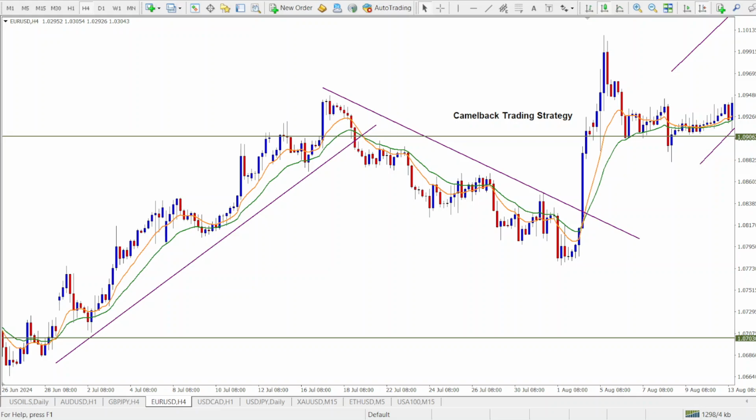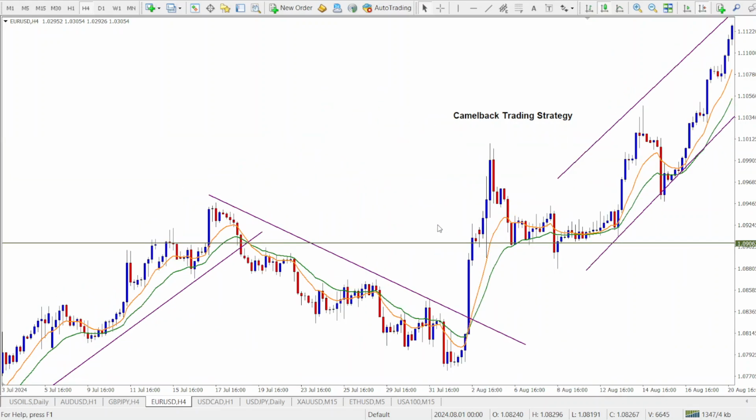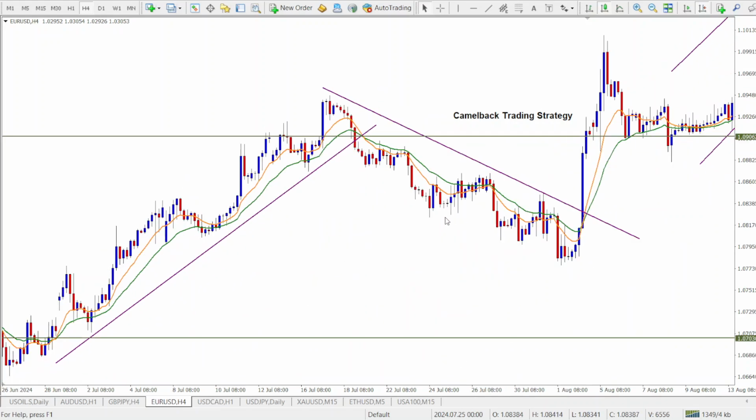Okay, so remember, the camelback trading strategy is not foolproof. Okay, no strategy is. So always combine it with solid risk management. Aim for trades where your potential reward is at least twice your risk. So talking about take profits or exiting your trades, before you even enter the trade in the first place, try to calculate your potential profit, or rather try to examine your potential profit target.